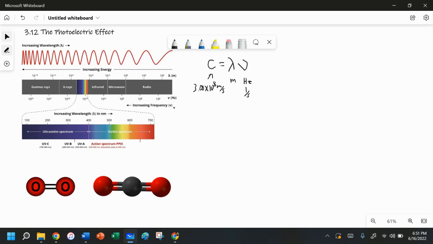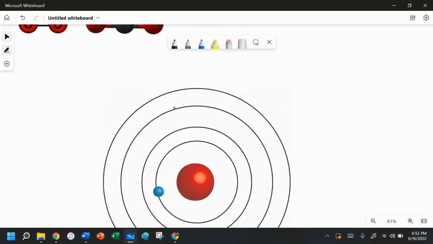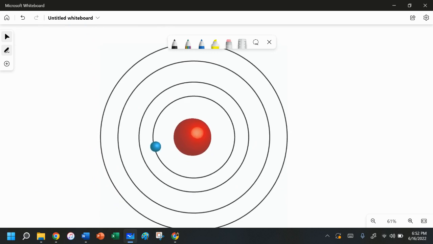When atoms are hit with higher energies, such as ultraviolet, the electrons can actually transition from low energy levels to high energy levels within the atom itself. So I'm going to scroll up here. And here's a Bohr model of a hydrogen atom.